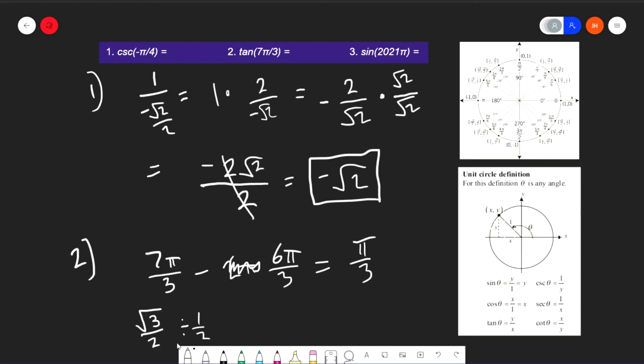But remember, guys, when I'm dividing by a fraction, I can instead multiply by the reciprocal. So that times 2 over 1. So in the end, the 2's would cancel here, and I'd be left with the square root of 3. Now, by the way, this was for the second problem, which was tangent of 7 pi over 3.